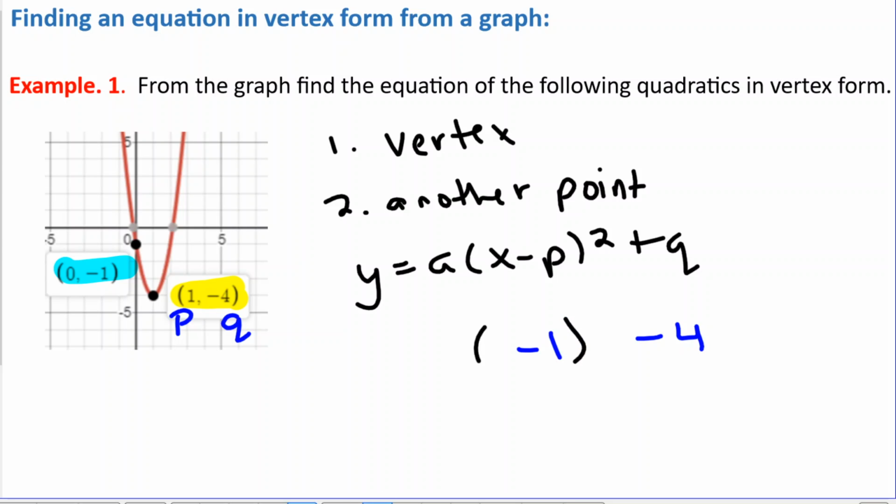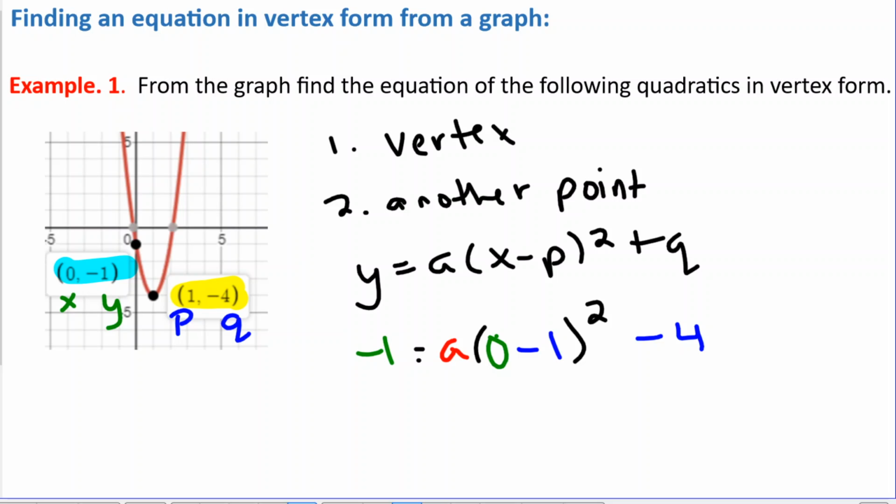All right, I still have the rest of this to fill in. Because we chose another point, and because it's on the graph, I can call that an x and a y. And I can substitute those in for x and y in my equation. So x is 0, I'm going to replace the x with 0. Y is -1, so I'm going to replace the y on the left side with -1. And then all we have left is a, right?